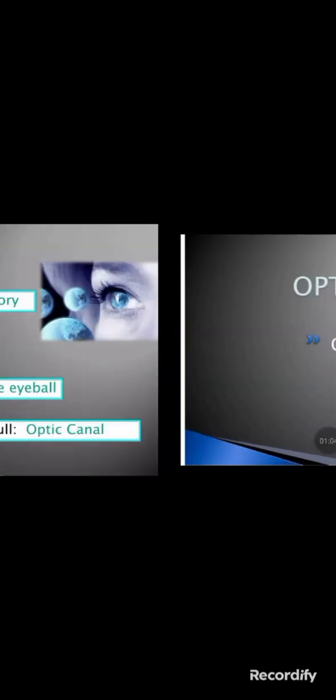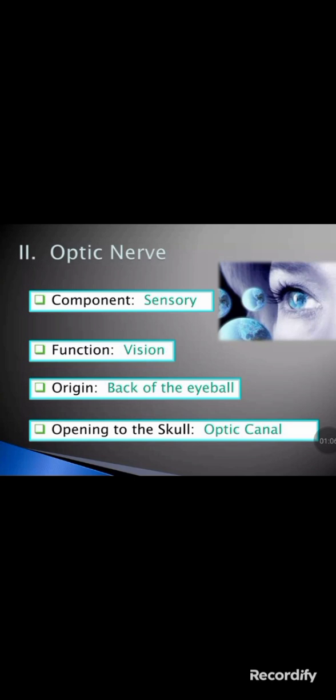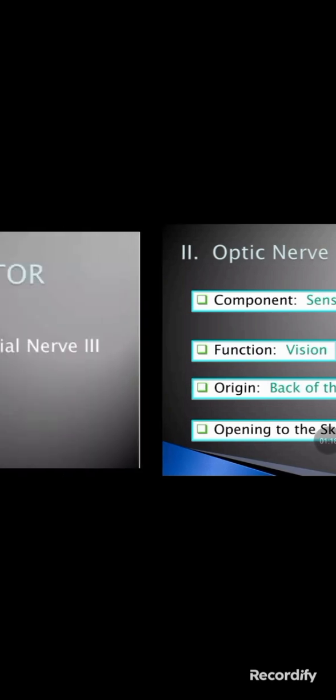Second cranial nerve is the optic nerve. So this component is sensory. Its function is vision. Optic means vision. Origin is from the back of the eyeball. Opening to the skull is the optic canal.